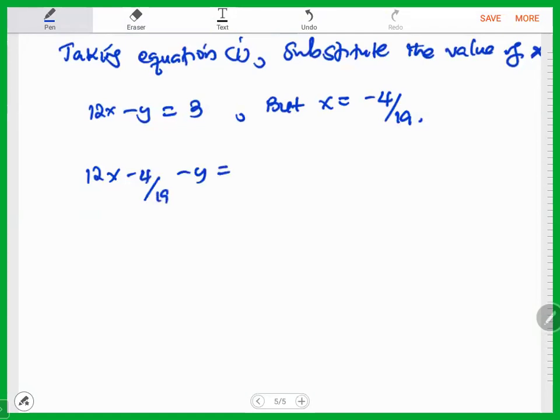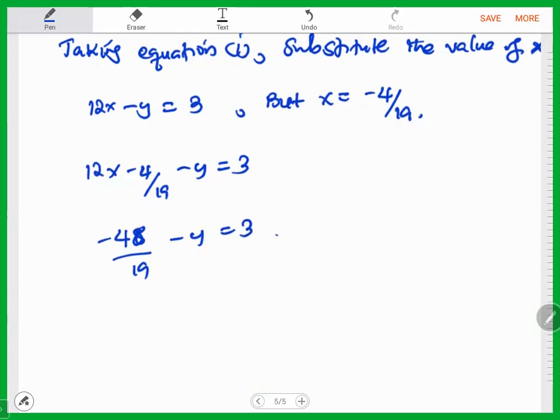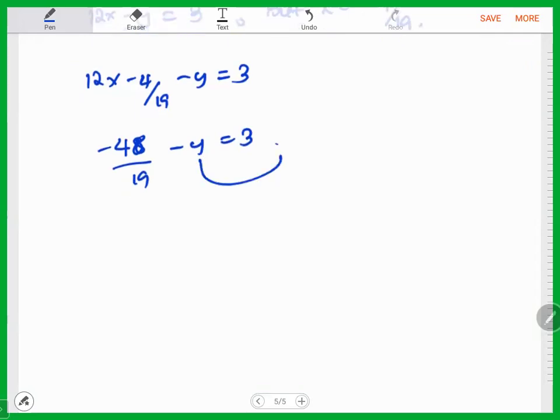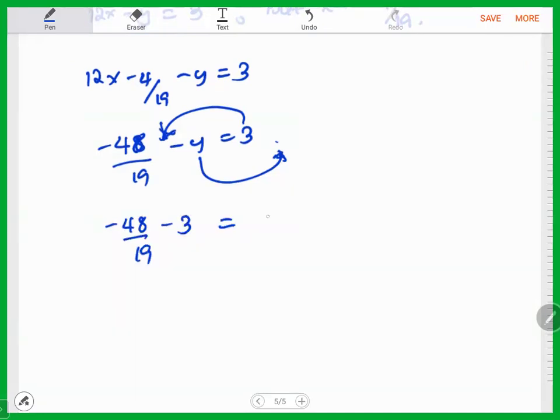This is 12 times 4, this is 48. Minus 48 over 19 minus y equal to 3. So this y will move to the other side, and the 3 will move to the other side to collect like terms together. So I'll have -48 over 19 minus 3 is equal to y.